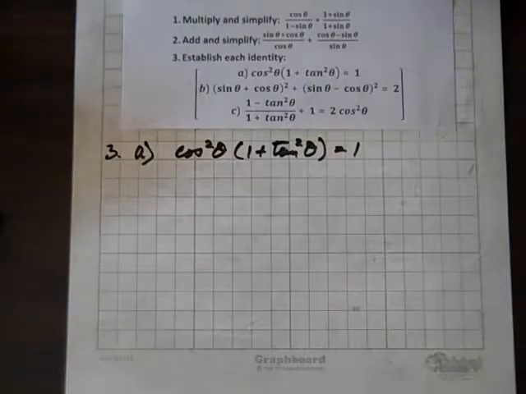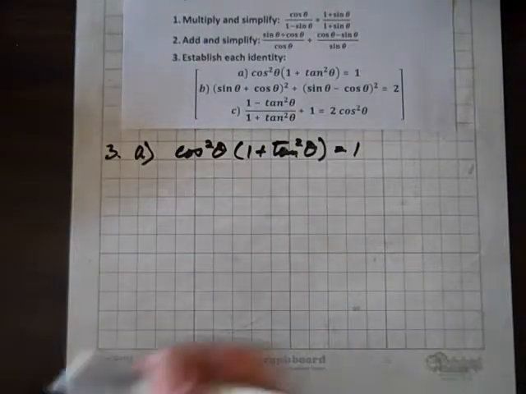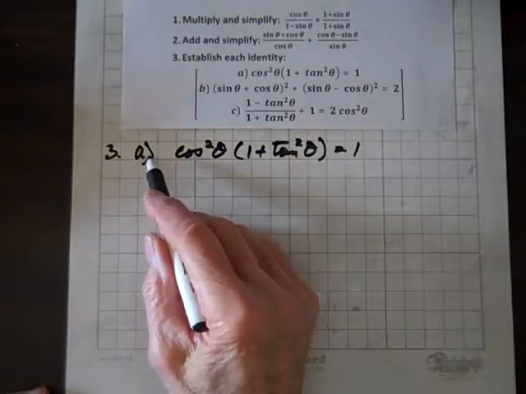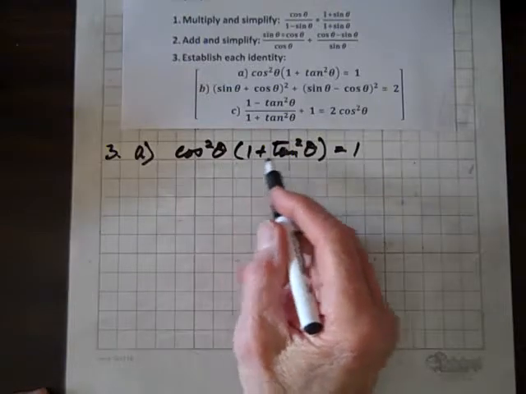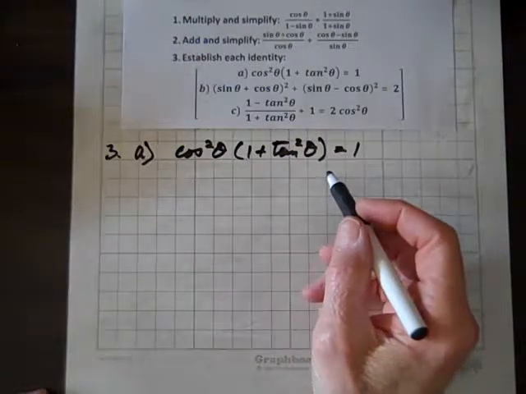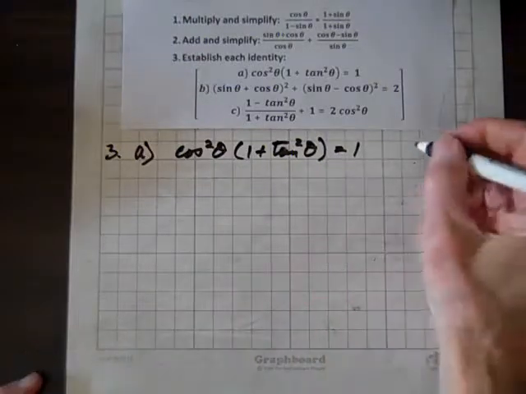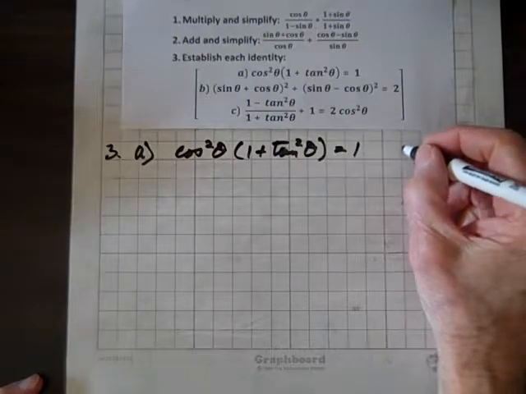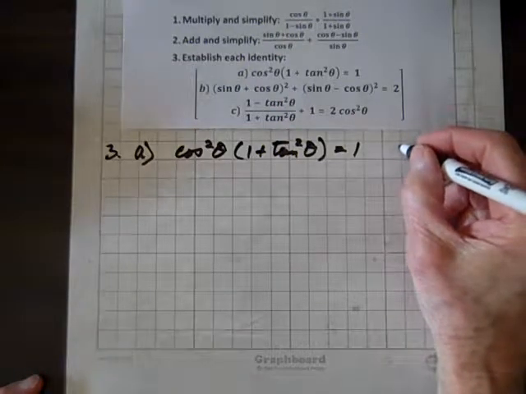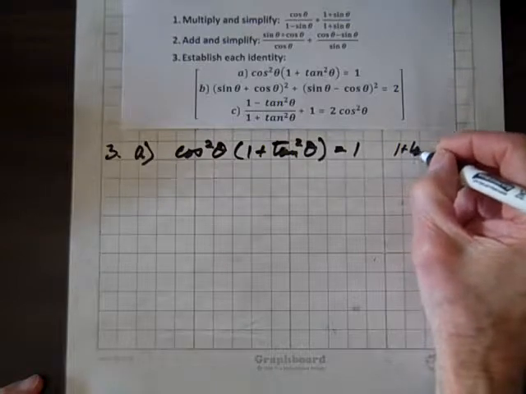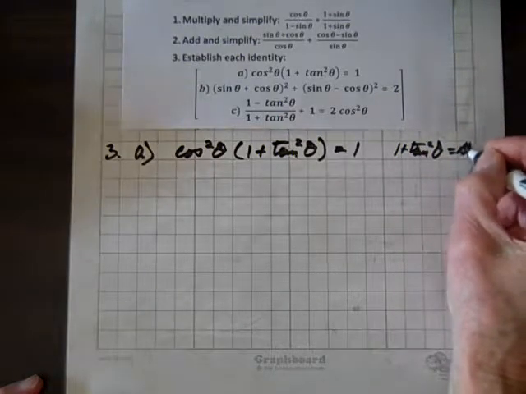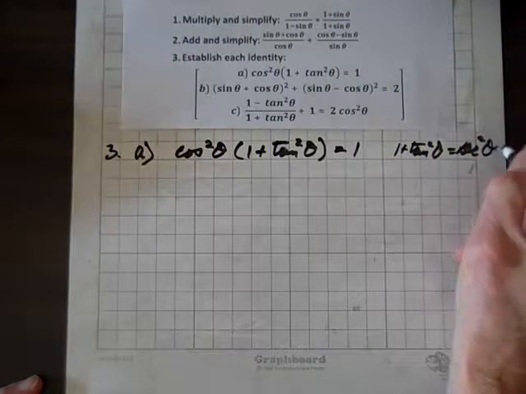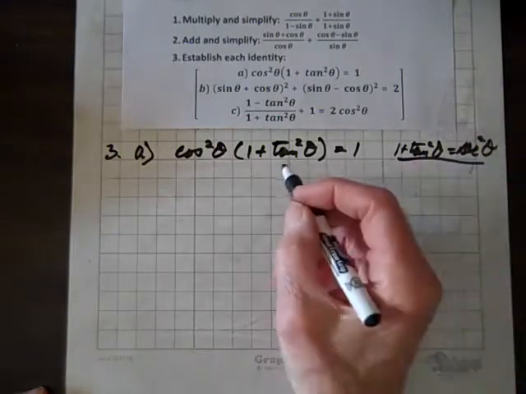Now for question 3, we have 3 identities to establish. The first one, 3a, is cosine squared theta times the quantity 1 plus tan squared theta equals 1. And keep in mind, too, an identity you must know: 1 plus tan squared theta equals secant squared theta. So we're going to warehouse that.